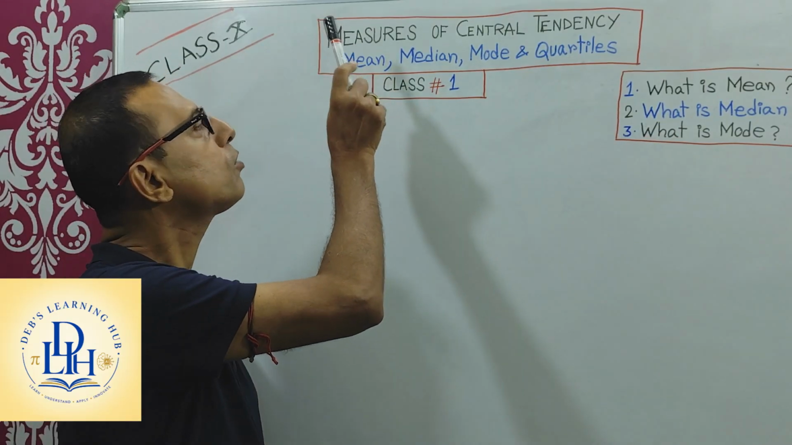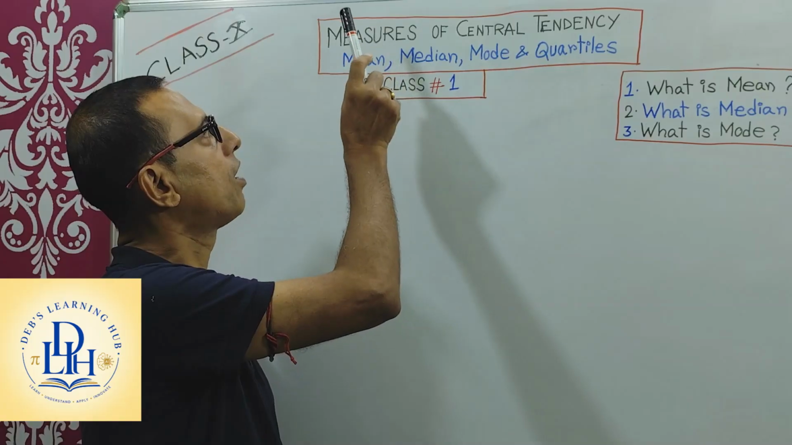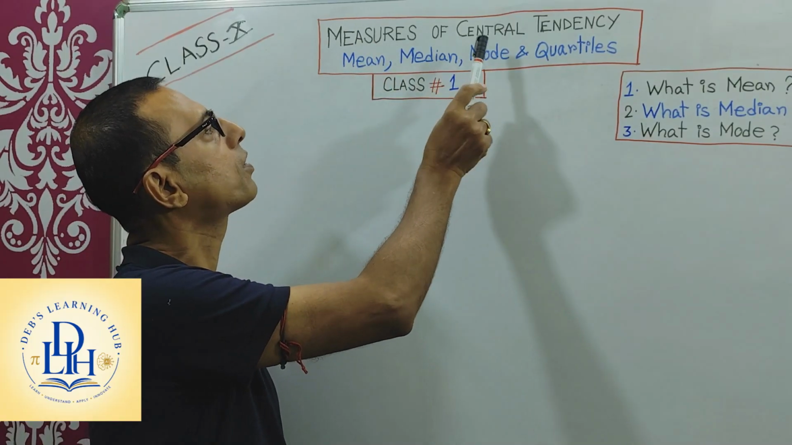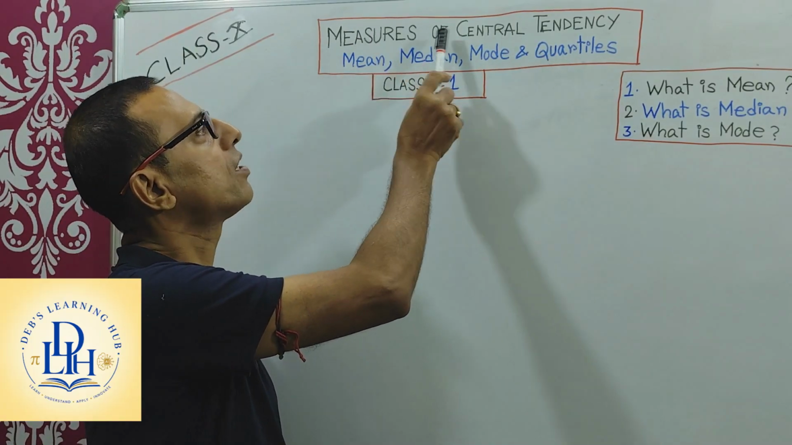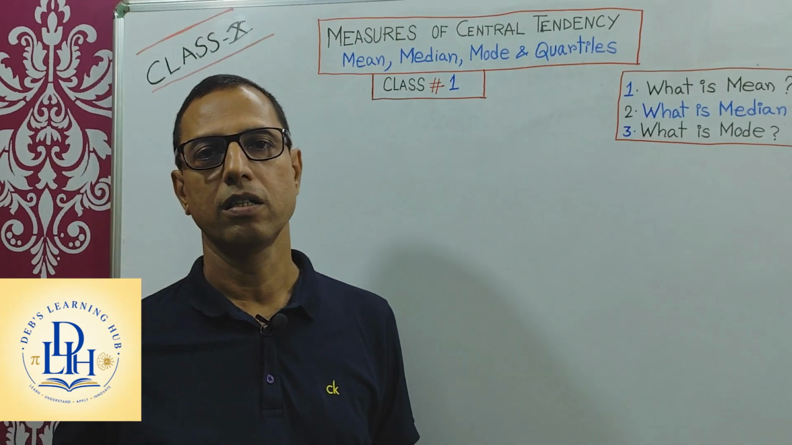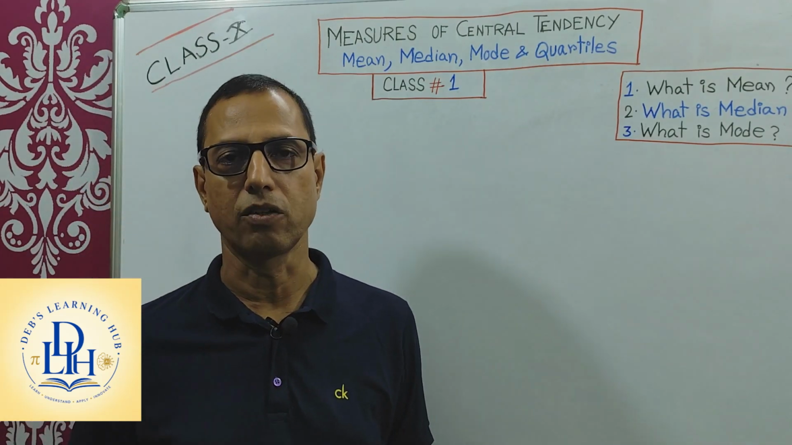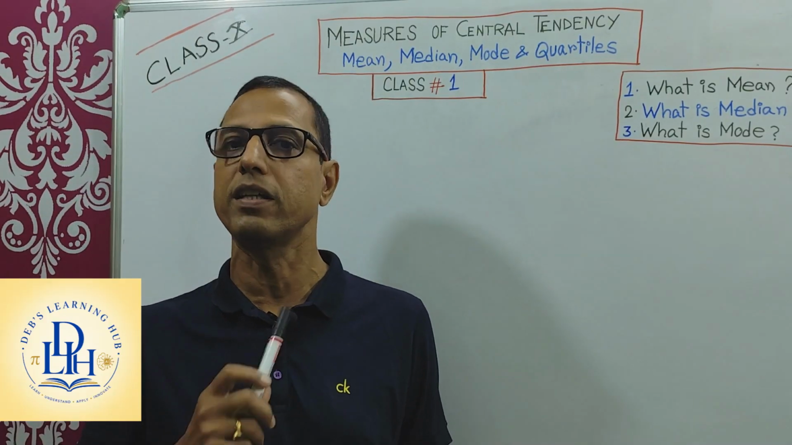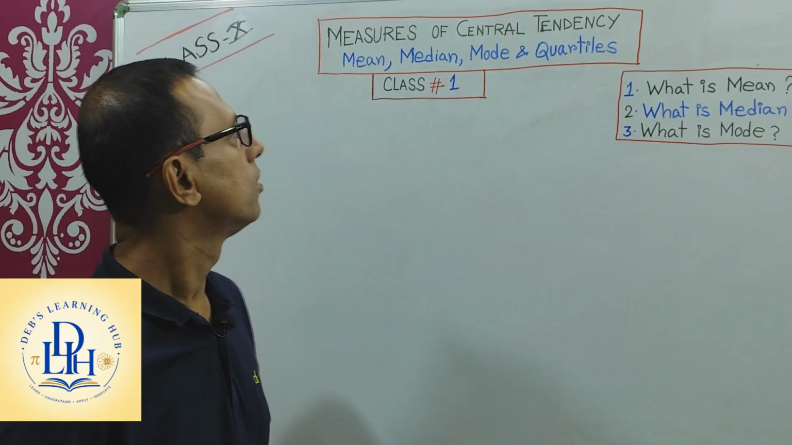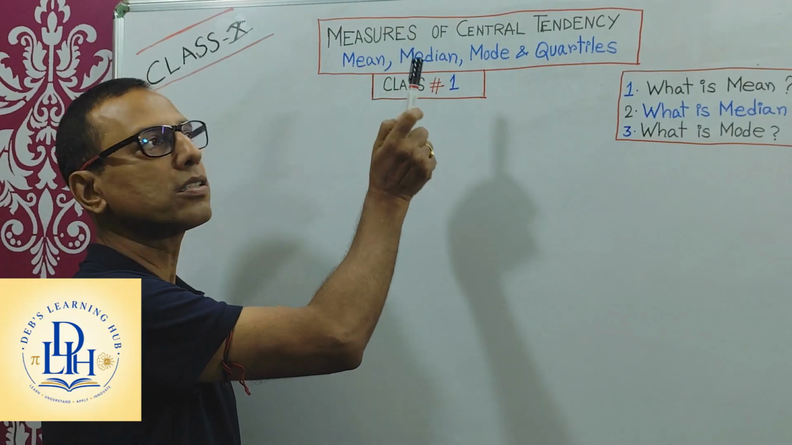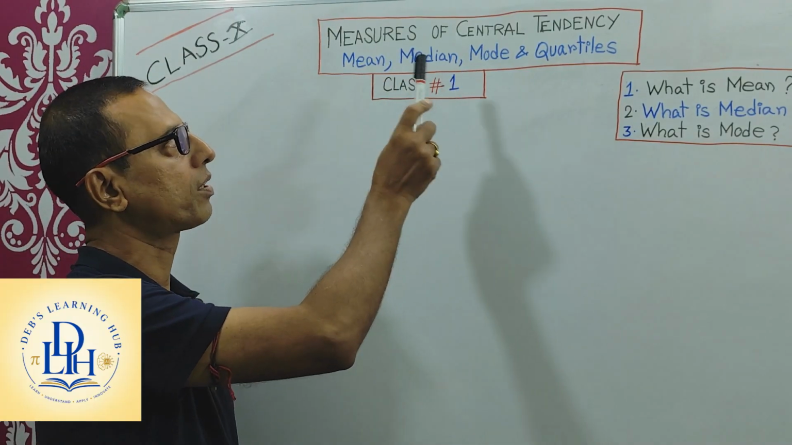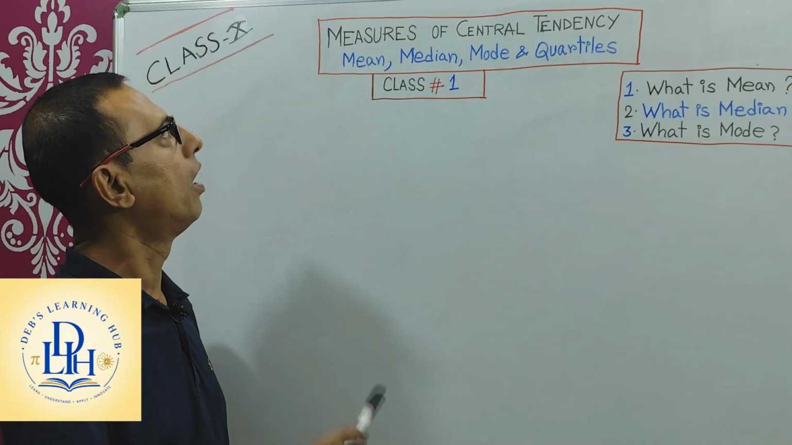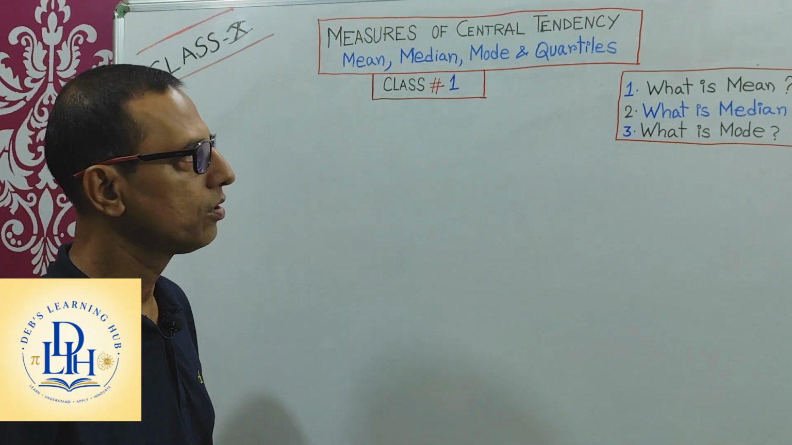And also in the subsequent video, I will cover why these four terms are called measures of central tendency. There is skewness of data, normal distribution, all these things I am going to cover in a separate class, which is very interesting also, right? So let's start our first class on mean, median, mode and quartiles, that is, measures of central tendency.